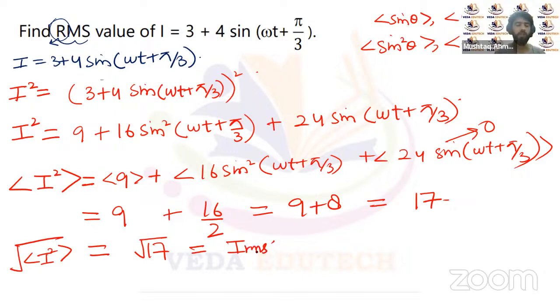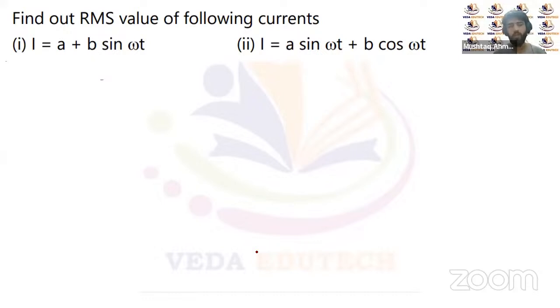So this is how we can calculate the RMS value of any function. First of all, square the function, then take the mean of that function. After calculating the mean, take the root of that, and you will get the IRMS value, or RMS value of that function. Now let's quickly calculate the RMS values of these two functions. I is given as a plus b sine omega t, and I is also given as a sine omega t plus b cos omega t. Now we have to find their RMS values.